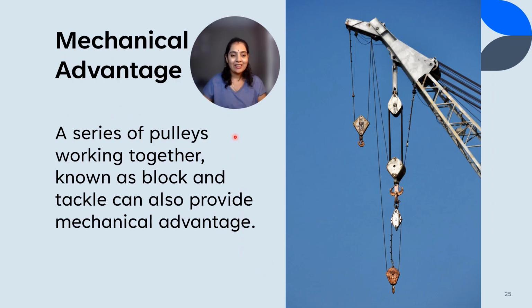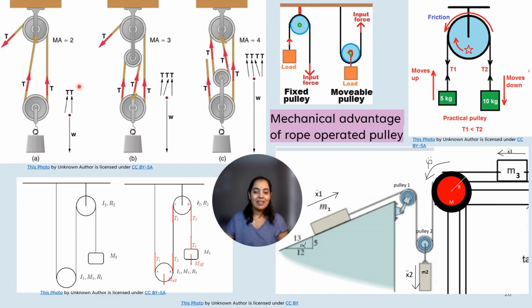Mechanical advantage. A series of pulleys working together, known as block and tackle, can also provide mechanical advantage. So here in this picture you can see a series of pulleys are working together. These are the few examples of mechanical advantage of rope operated pulley.